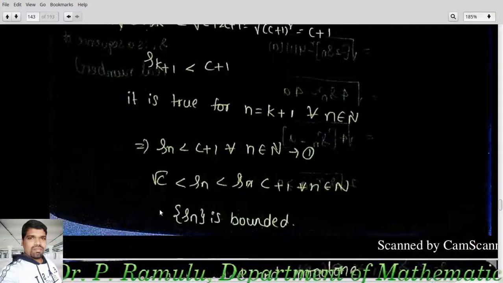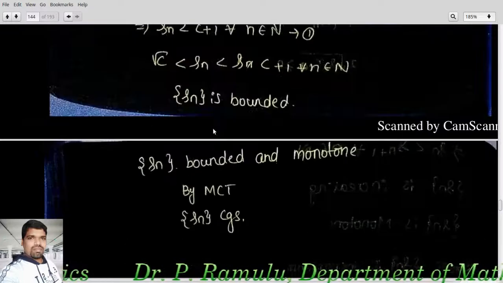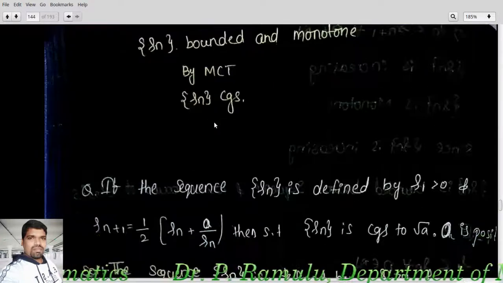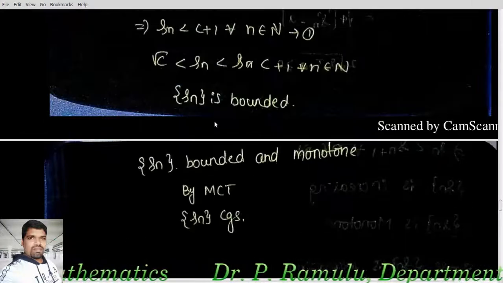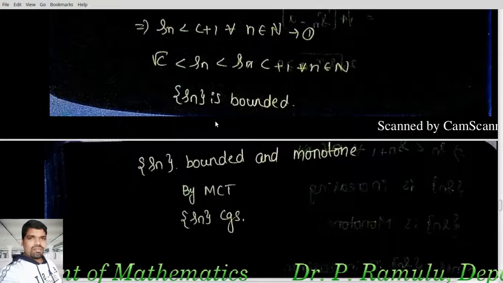Sn is bounded and monotone. Sn is bounded and monotone, so by MCT, Sn converges. Right, this is the way we have to show that. If you are asked to find the limit of this sequence, you can easily find it like this.